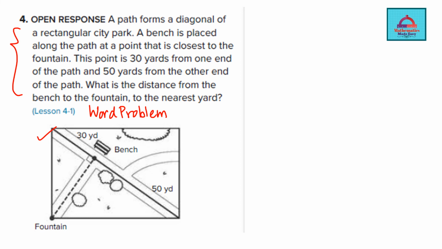A path forms a diagonal of a rectangular path. So I hope you can see the rectangular path. This is the boundary or the path. A bench is placed along the path at a point that is closest to the fountain. So where is the fountain? Fountain is here, let's say capital F. Bench is here, so let's say point capital B. And this point is 30 yards from one end of the path and 50 yards from the other end. So this length is 30, this is 50.